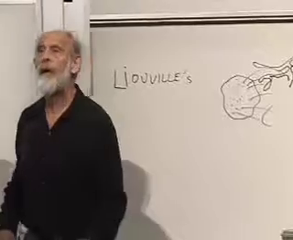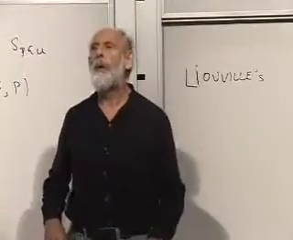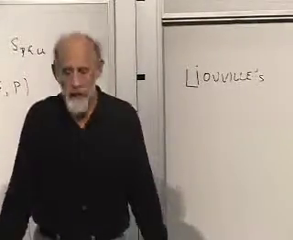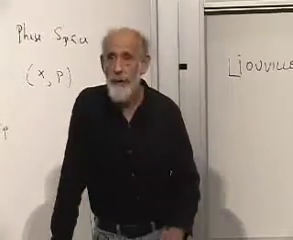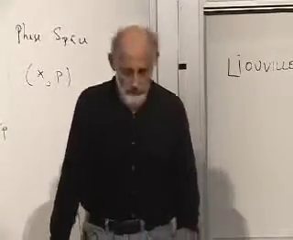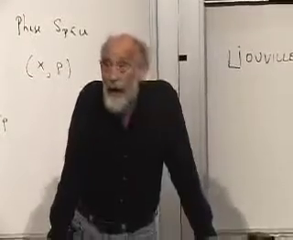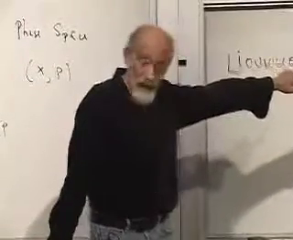Can a closed volume split into two separate volumes? No, that cannot happen. It preserves its topology. There are no mergers, but chaos happens. This is called chaos when this happens.